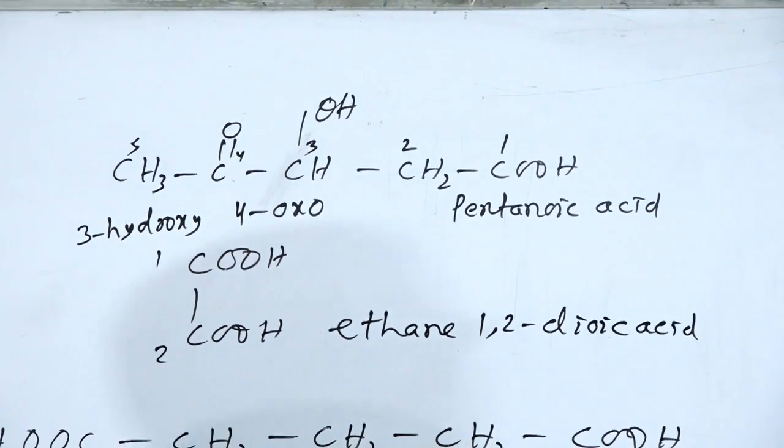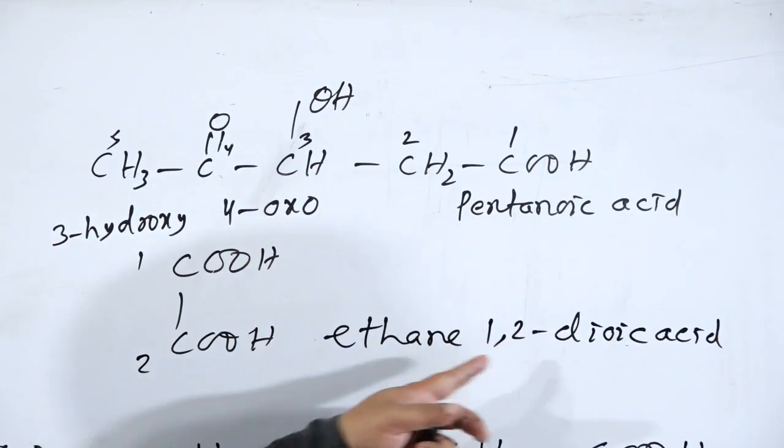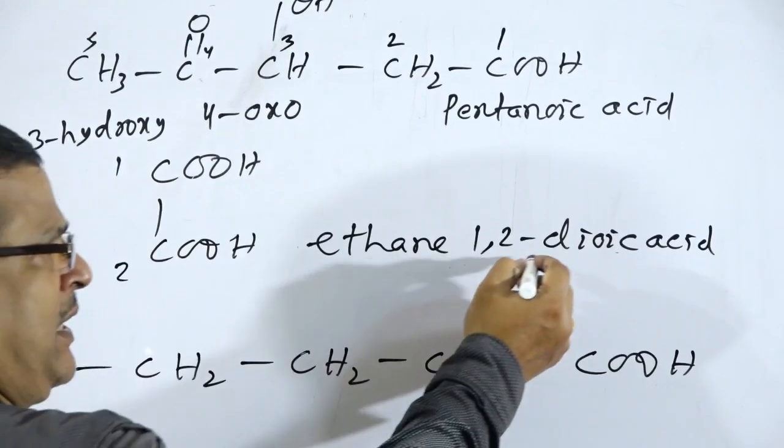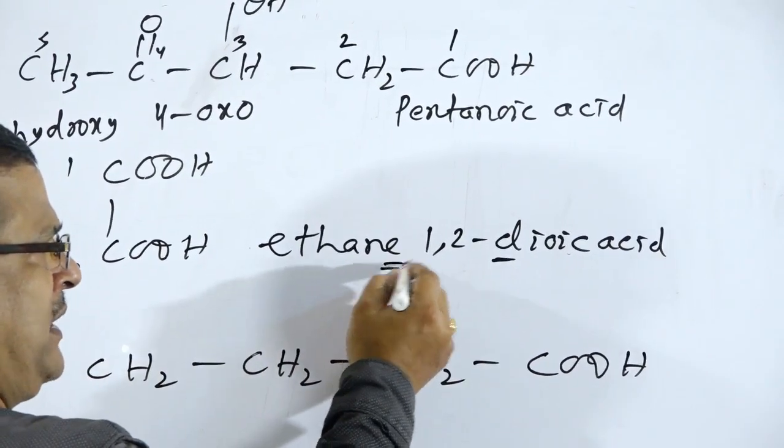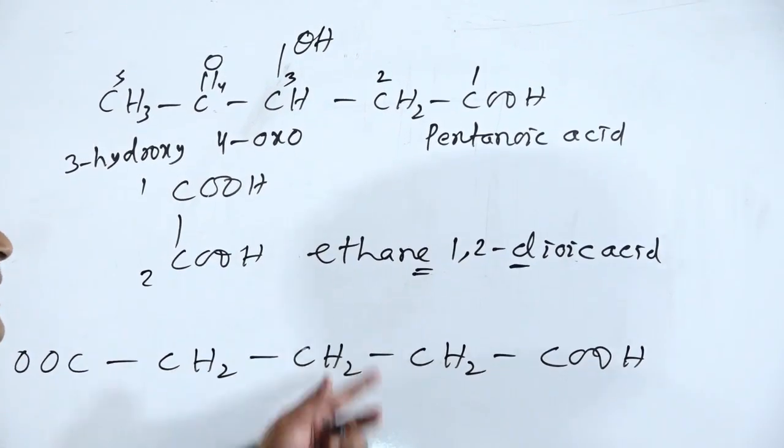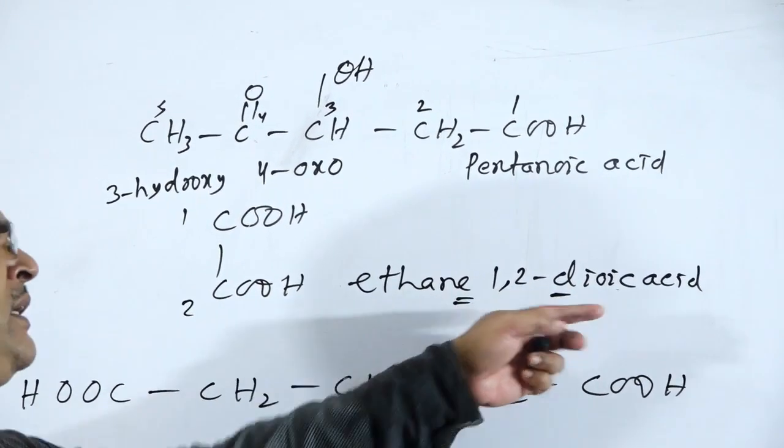Ethane 1,2-dioic acid. Since the name has started with the letter D, therefore E should be there. That is ethane 1,2-dioic acid.